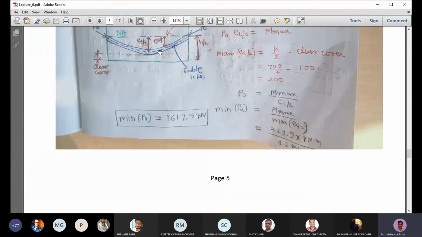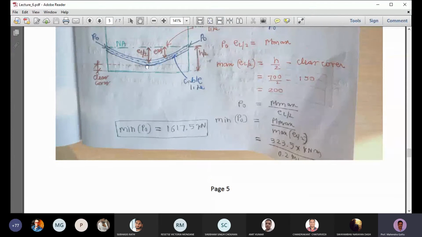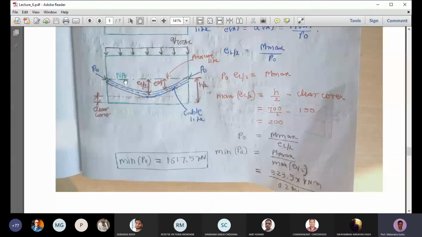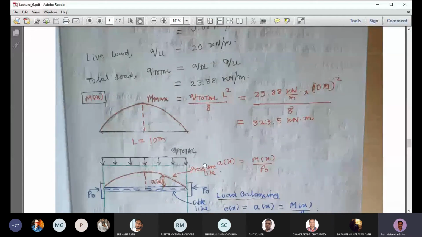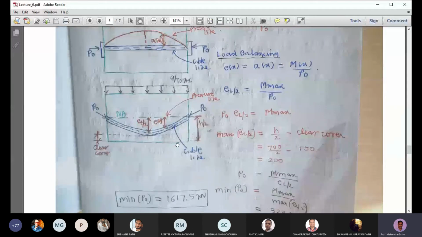If you move the cable further up, then the P0 value will increase. So we don't want to apply very high pre-stressing force. To reduce that, we will provide the eccentricity which is the maximum possible. Considering the clear cover requirements, the maximum possible eccentricity is 200. So this is the analysis for the first case.